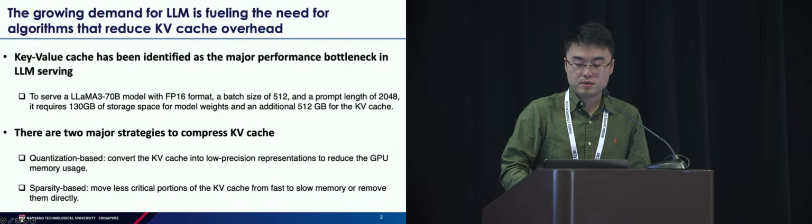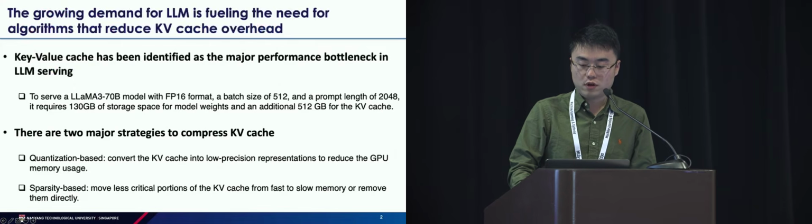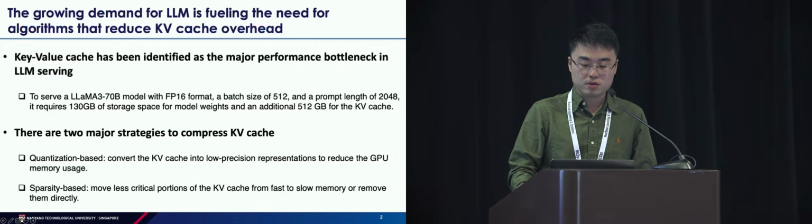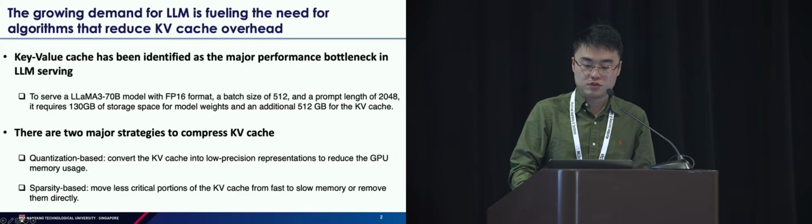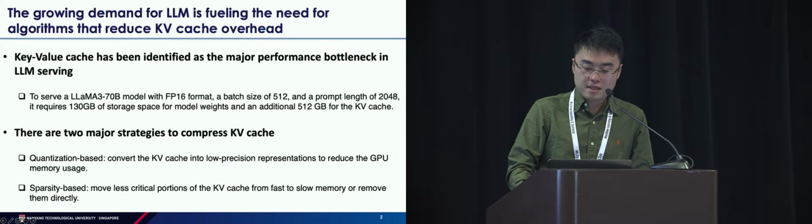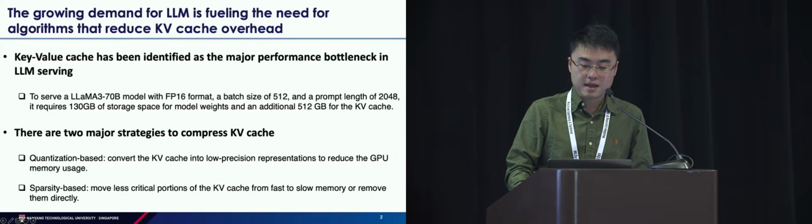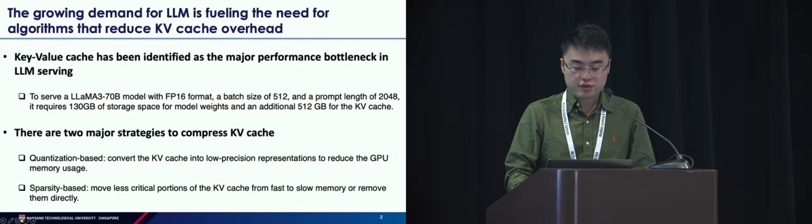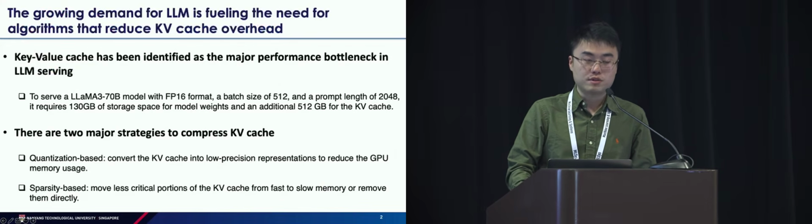There are two main ways to compress KV caches. The first is quantization, which involves converting the KV cache into a low-precision format to save GPU memory. The second is sparsity, which moves less important parts of the KV cache from fast memory to slower memory, or just removes them. Substantial research efforts have been devoted into these directions.